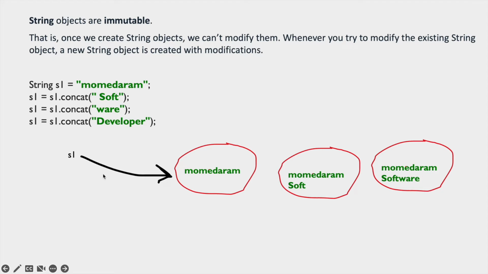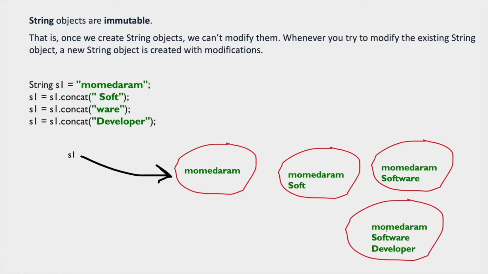So here s1 will point to this Momedaram software object, and these two objects are eligible for garbage collection. And when the cursor comes to the last line, a new object, Momedaram software developer, will be created and s1 will be pointed to this object. So whenever we make changes in the content, a new object is created. Because of every change creating a new object, memory will be full. Once the memory is full, the performance will be reduced.